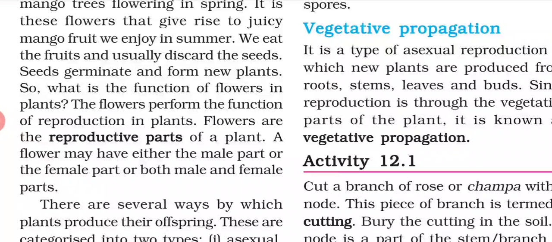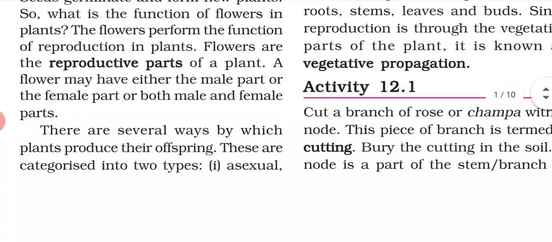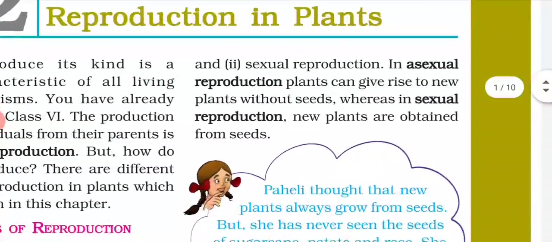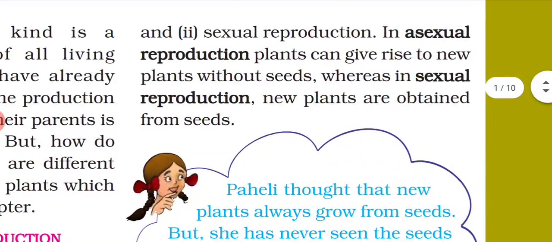Now, there are several ways by which a plant produces its offspring. These are categorized into two types. First is the asexual, and second is the sexual mode. In asexual reproduction, the plant gives rise to a new individual without seed, whereas in sexual reproduction, the new plant is obtained from seed. So if any plant is producing seed, that means it is the sexual mode of reproduction. And if any plant is not producing seed, that means it will give rise to a new individual by the asexual mode of reproduction.